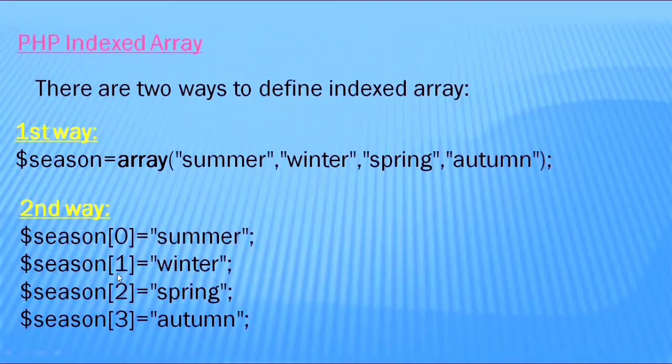Okay. Season 1 equal to winter. Season 2 equal to spring. Season 3 equal to autumn. So these are the indexes. 0, 1, 2, 3 are the indexes. This is the one way representation. This is the second way representation.